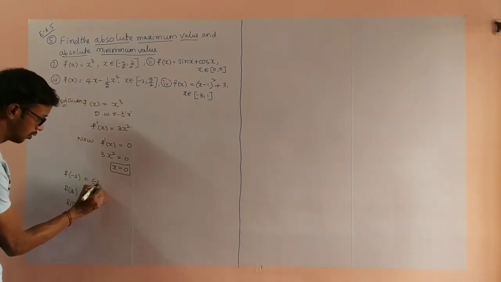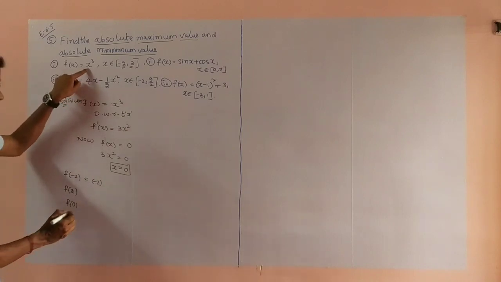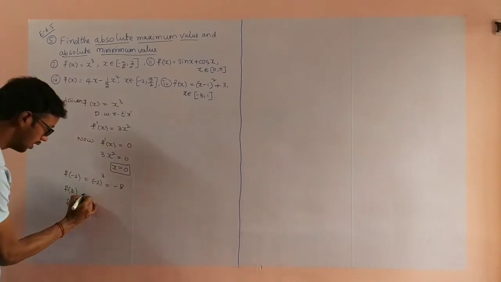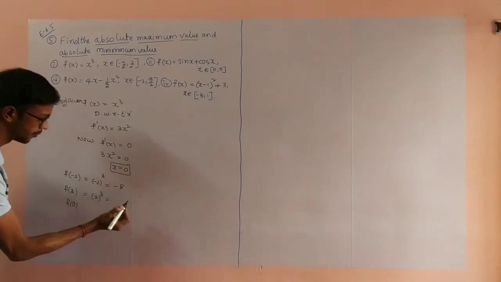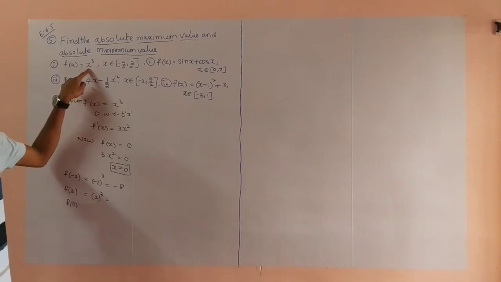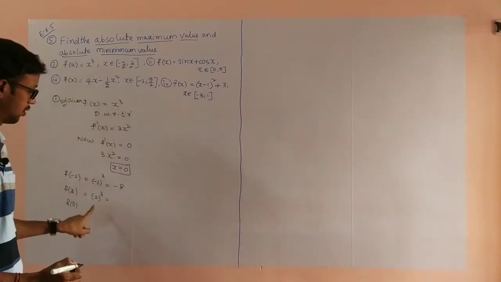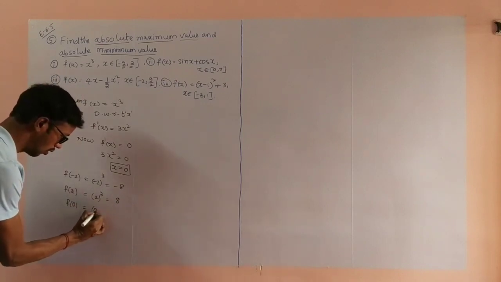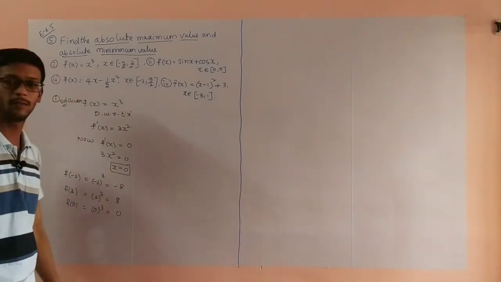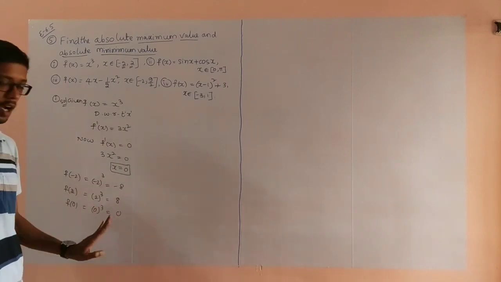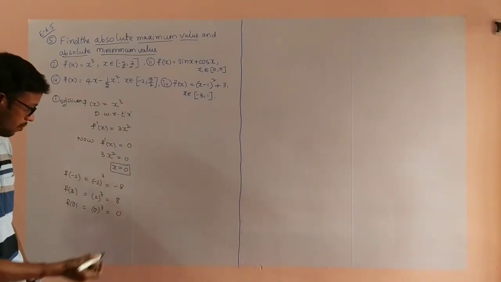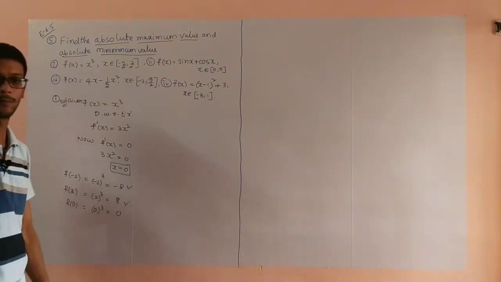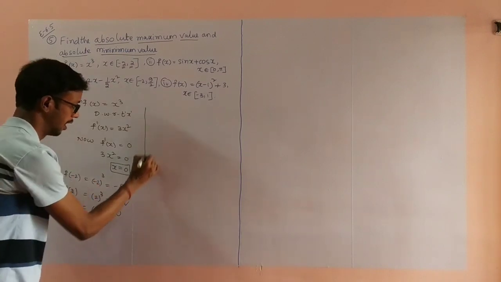F of minus 2 is nothing but minus 2 whole cube, which is minus 8. Now substitute 2 in place of x, that is 2 cube, which is 8. F of 0 is 0 cube, which is 0. So now it is completed. What is the minimum value? Minimum value is minus 8. Maximum value is plus 8. So you have to write here.